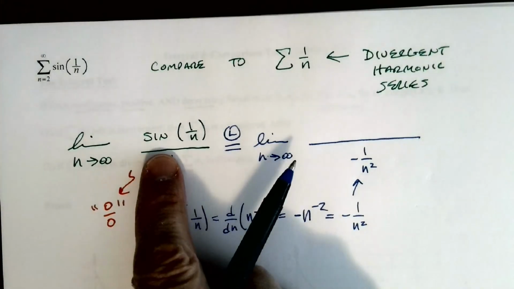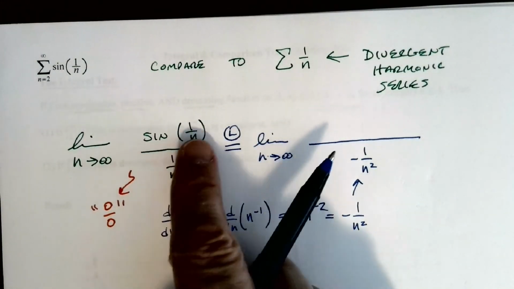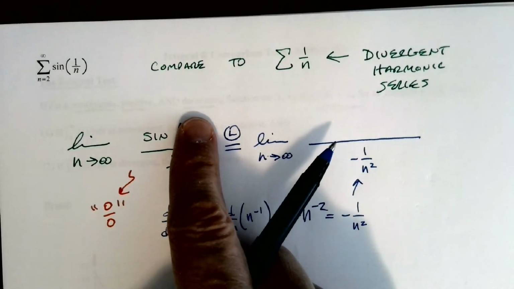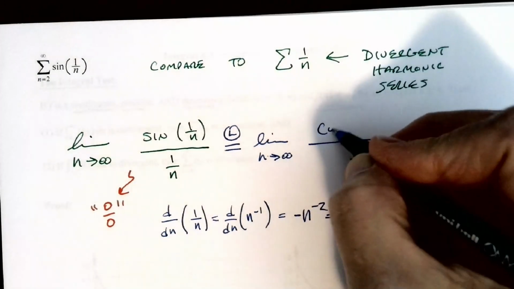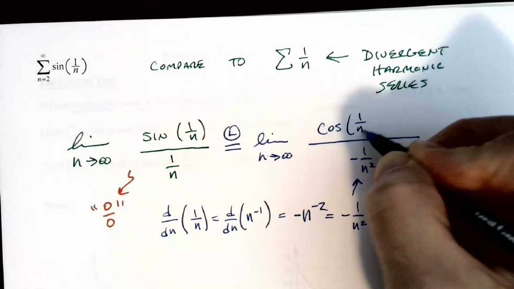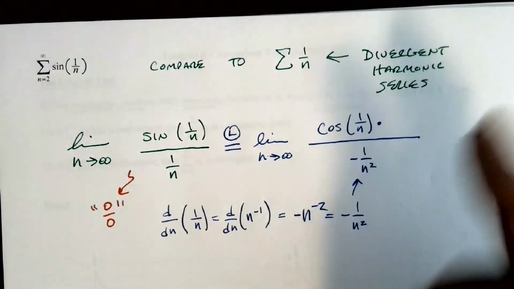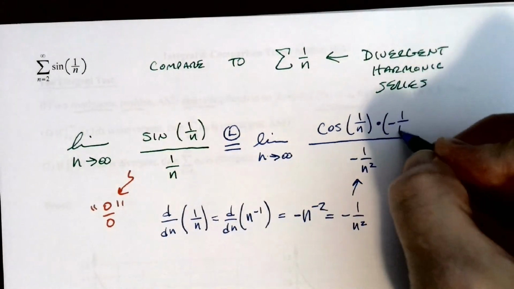What's the derivative of the top? Well, I've got the chain rule there. Sine of 1 over n. The outer function is sine, the inner function is 1 over n. The derivative of sine is cosine, evaluated at the inner function, times the derivative of what's inside, 1 over n. Well, we just found that. That's times negative 1 over n squared.